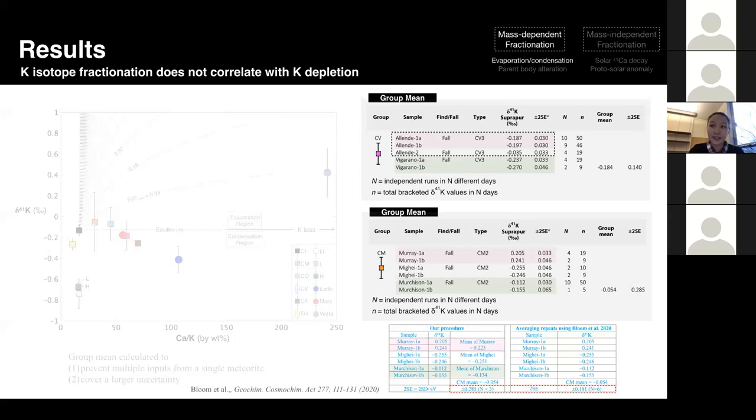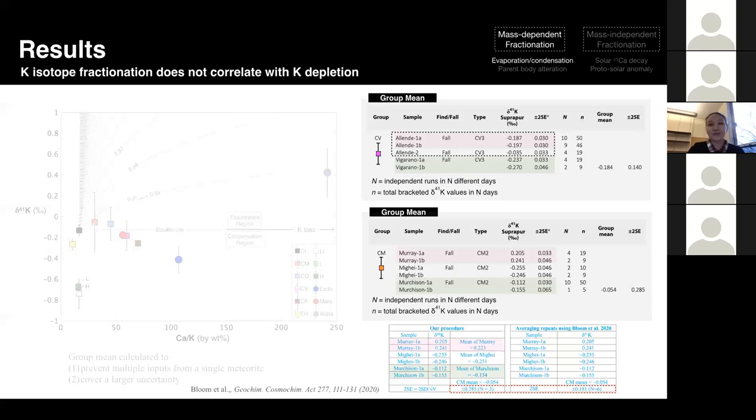That Indarch was obtained from two different resources, marked as Indarch 1 and Indarch 2. Indarch 1 was dissolved twice independently to make sure that Indarch and Vigarano are weighted equally for calculating the CV group mean. We first calculated the mean for Indarch 1 and Indarch 2, where Indarch 1 is the average value from 1A and 1B.